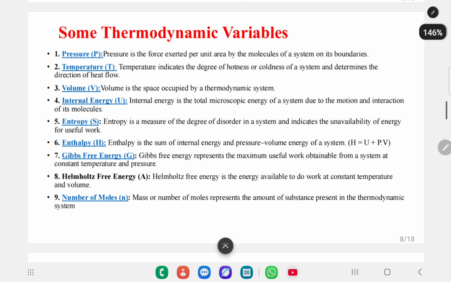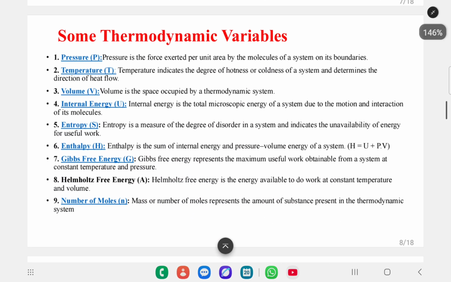Next, some thermodynamic variables. What are some thermodynamic variables? We'll see. Now, pressure. Pressure is the force exerted per unit area. We know, right? Pressure is equal to F by A, the force exerted per unit area by the molecules of the system on its boundaries.